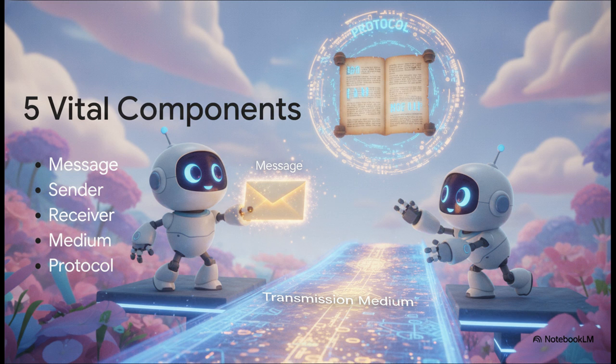Second, you have the sender. That's the device generating and actually transmitting that message. Third, the receiver. Naturally, the device on the other end waiting to accept it. Fourth is the transmission medium. This is the physical path carrying the signal. It could be a copper wire, fiber optics, or even the wireless airwaves. And fifth, well, the fifth one is the protocol.